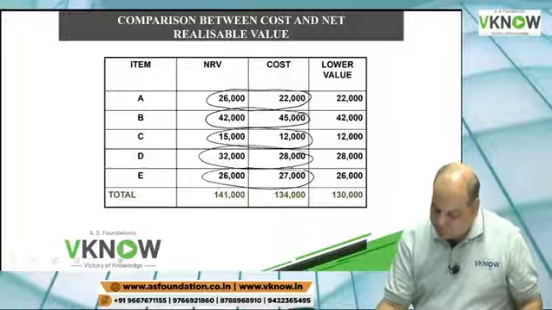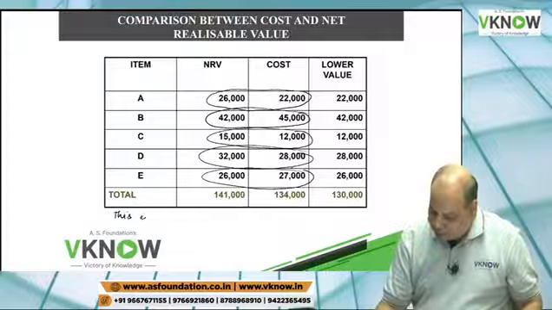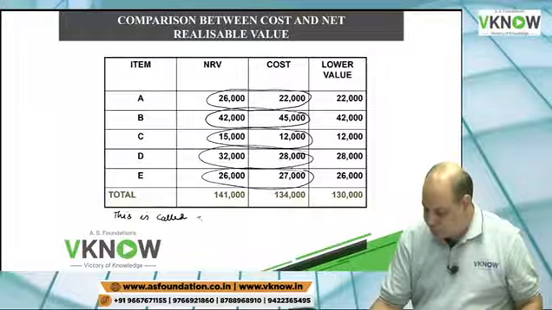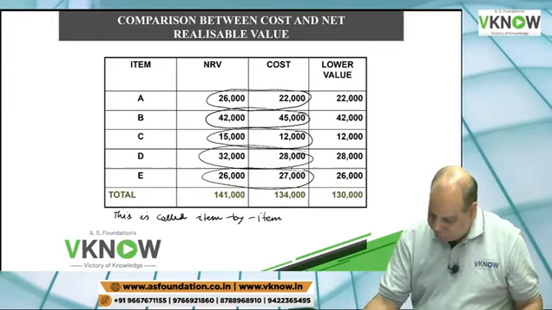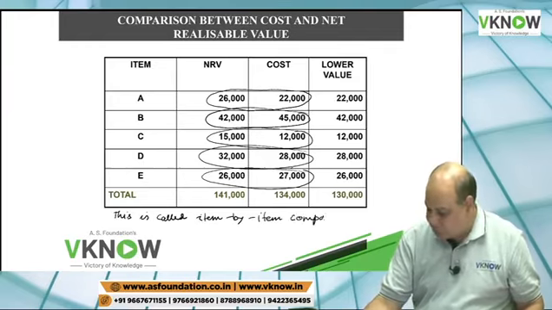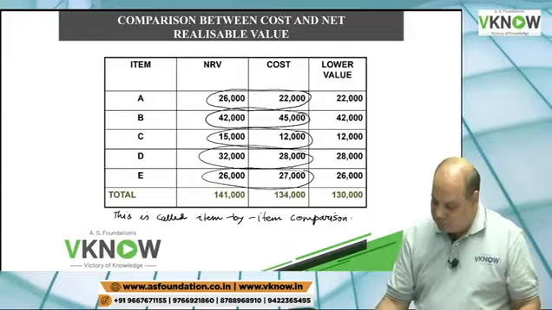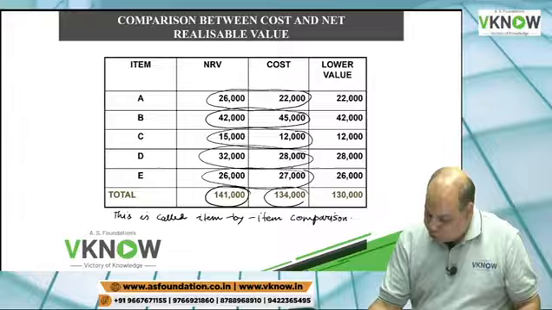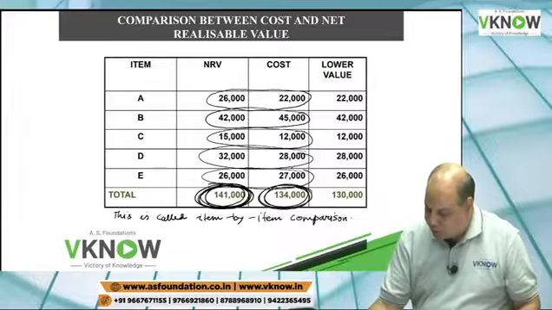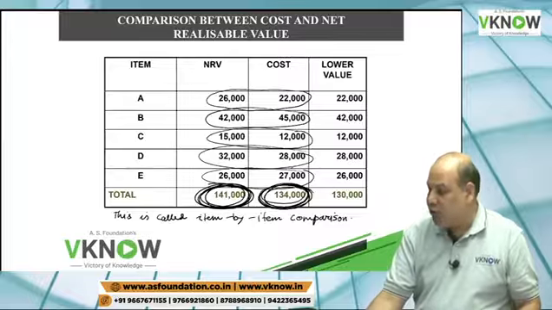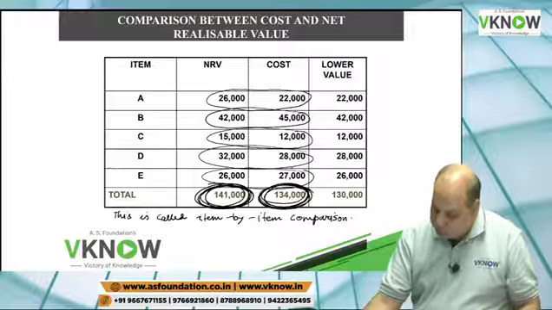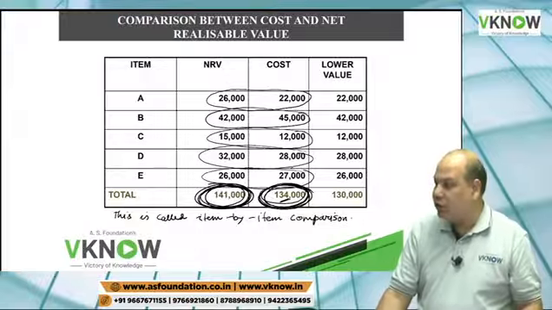This is called item by item comparison. This is the first preference. Do not compare the total. If you compare the total NRV of all items and the total cost of all items, that is called the global approach, and your answer will be 134, which is wrong.